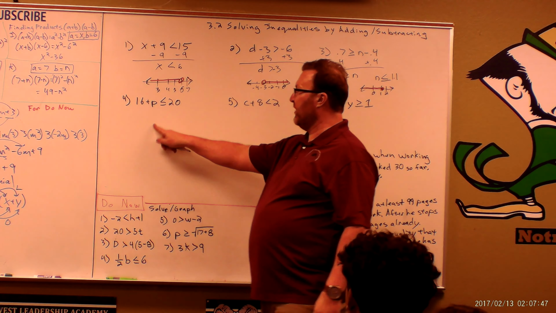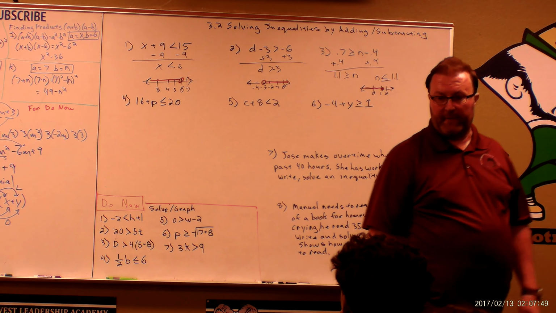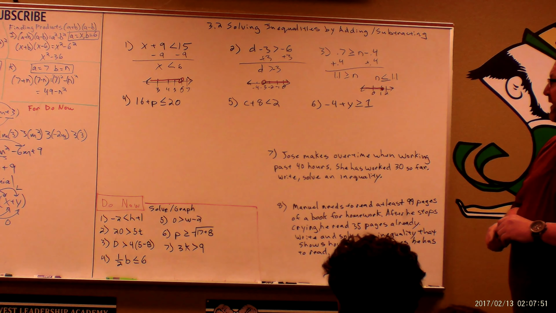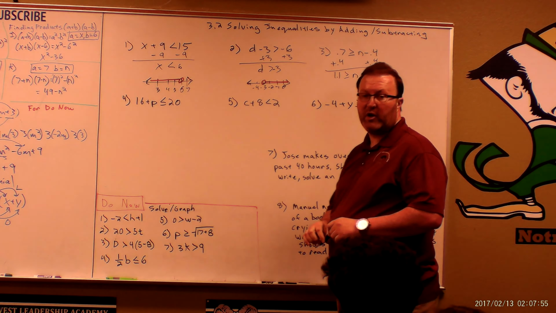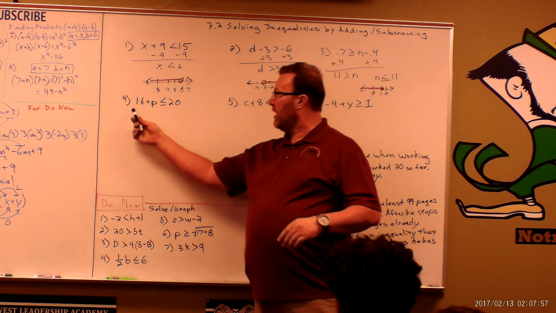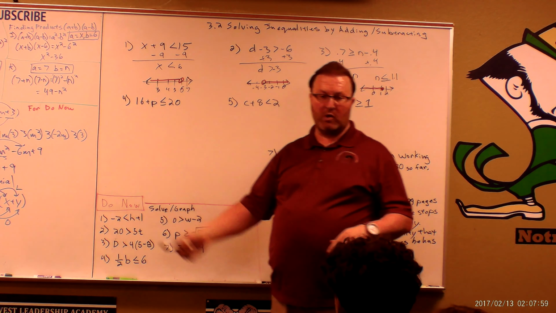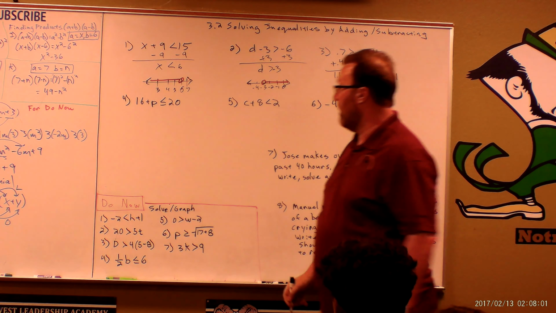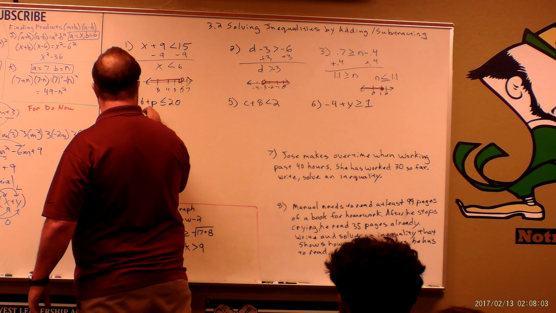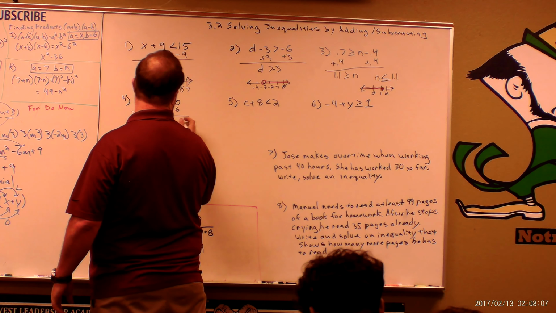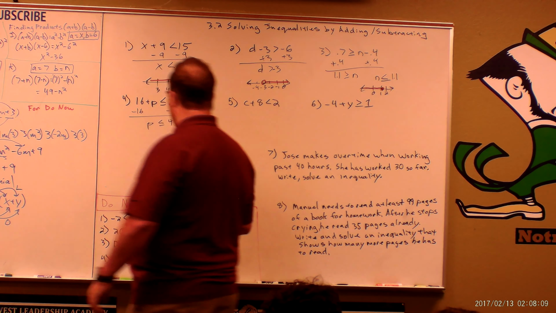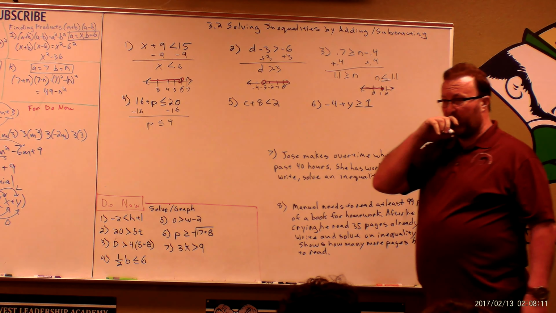Okay, what about this one right here? How do we start that one? Minus 16. Very good. It's minus 16 because if there's no symbol in front of it, we assume it's positive. So the opposite, we're going to subtract 16 from both sides. We're going to have P is less than or equal to 4. That's how we solve that.